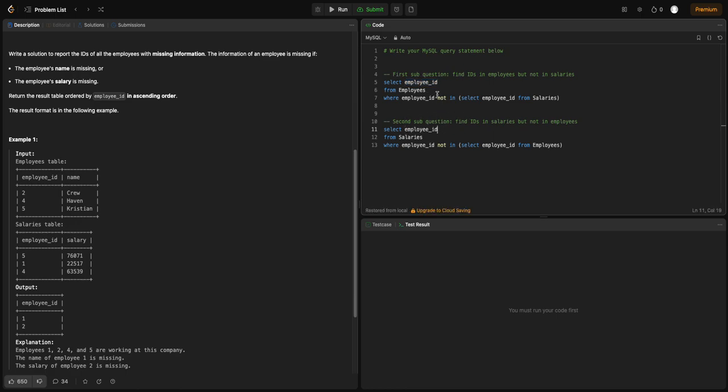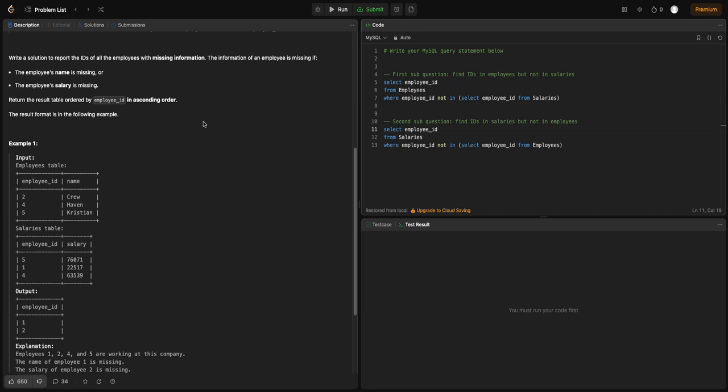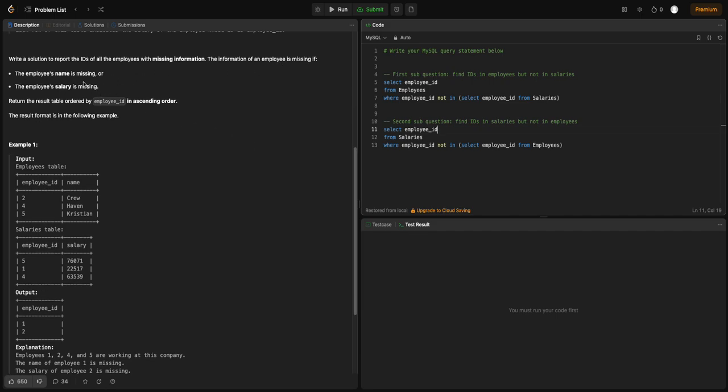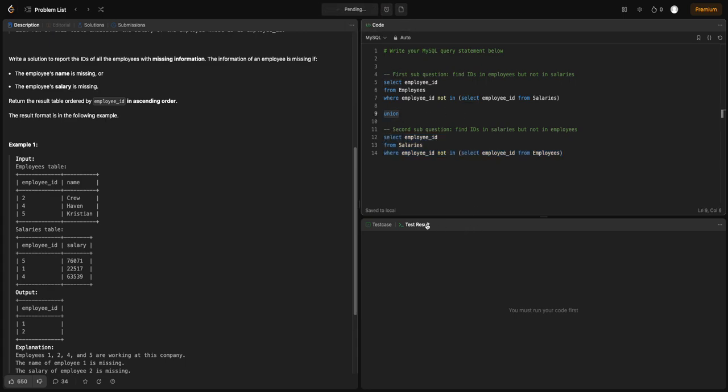Right, so now that we have solved both our sub questions, the question asks us to find information missing where the name is missing or the salary is missing. And since the question specifies or, the way to join these two sub questions that we have solved is using something called a union operator. So union is going to help us merge all the records that are returned from both of these individual queries from the sub problems, right? So I'm just going to go ahead and submit this.